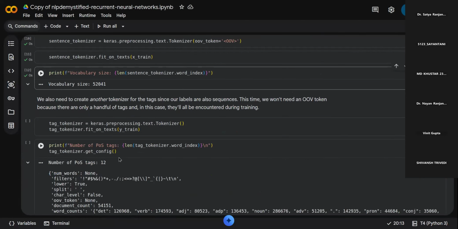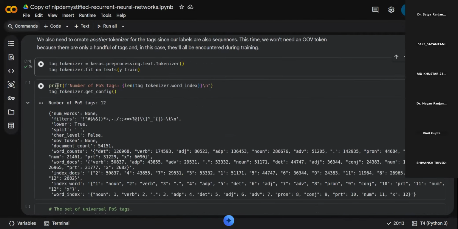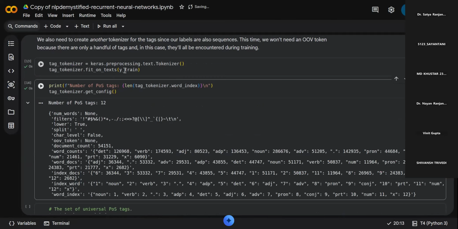Similarly, you apply the tokenizer on the training set also, because the Y train is not a number, rather it is a tag set. Tag set means again it is sentences, so we need to convert them also using a tokenizer. If you see how many tokens there are for Y train, only 12, because there are 12 tags.